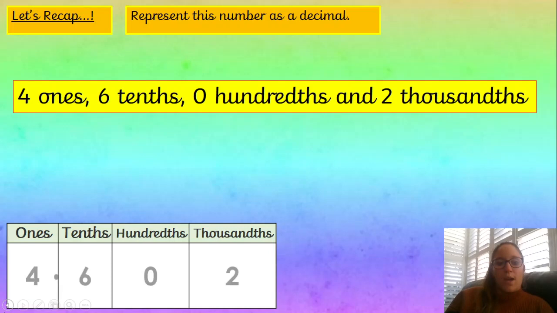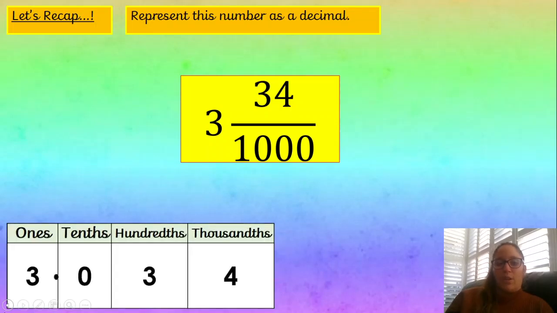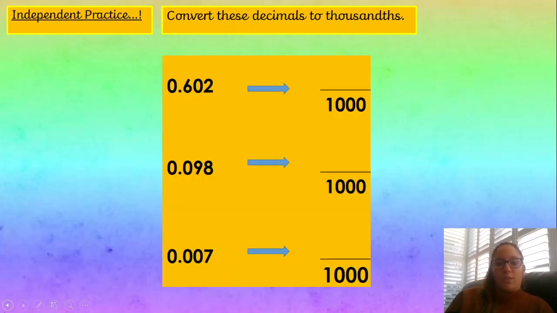Okay, so we've got 4 ones, 6 tenths, 0 hundredths, and 2 thousandths. So it's 4.602. And then we've got 3, so this is a mixed number, we've got 3 and 34 thousandths. Okay, this one's a little bit more difficult. Okay, so we have got 3 ones, 0 tenths, 3 hundredths, and 4 thousandths. Well done if you managed those.